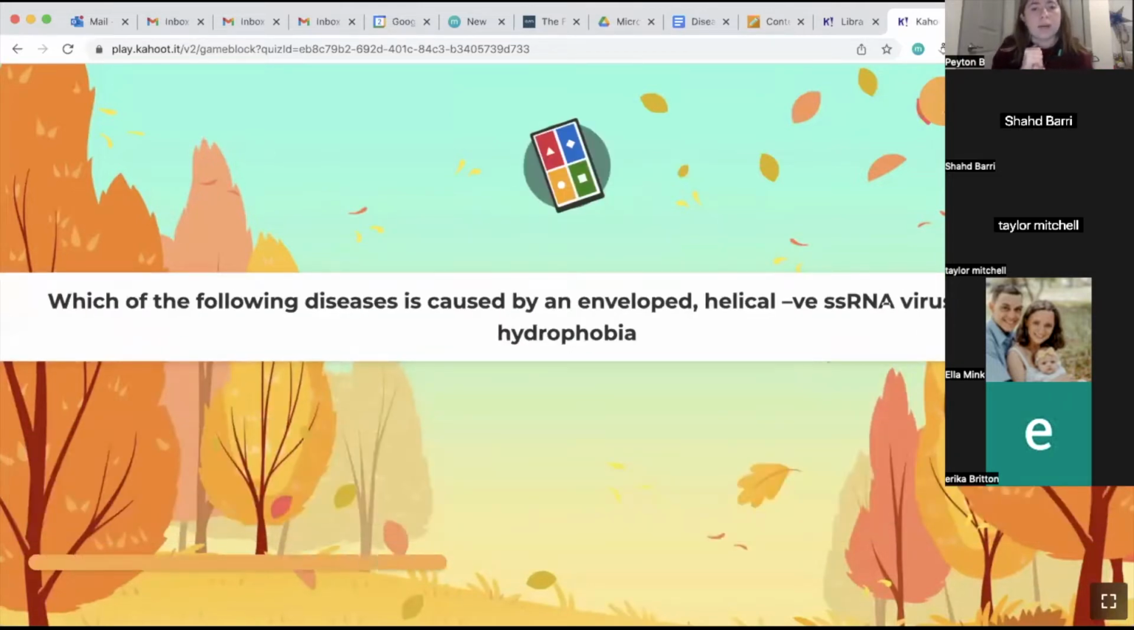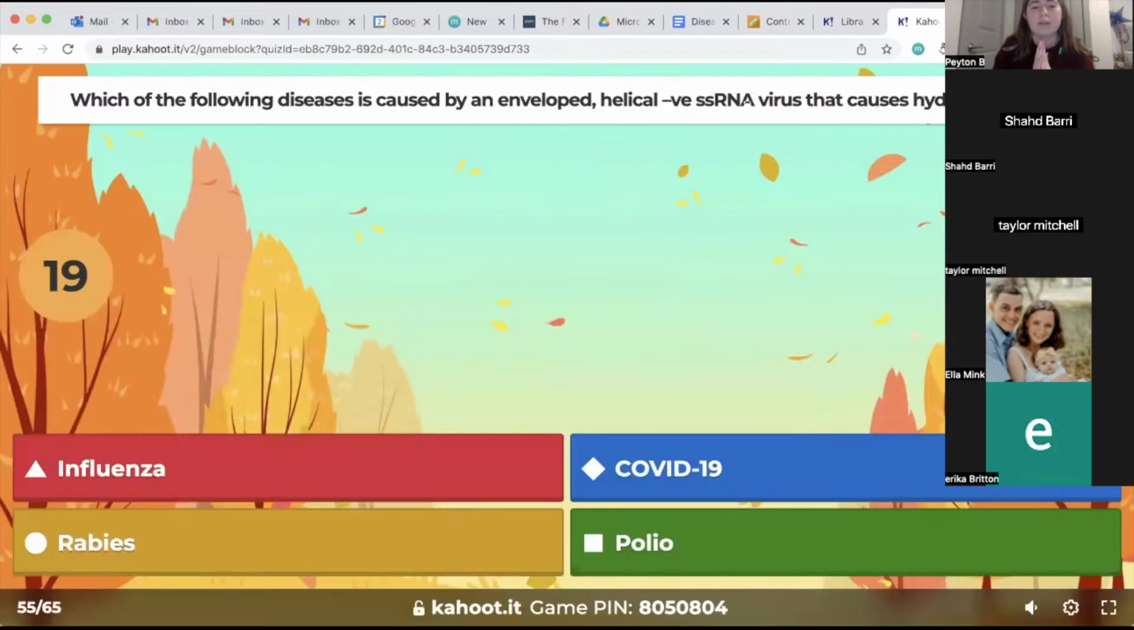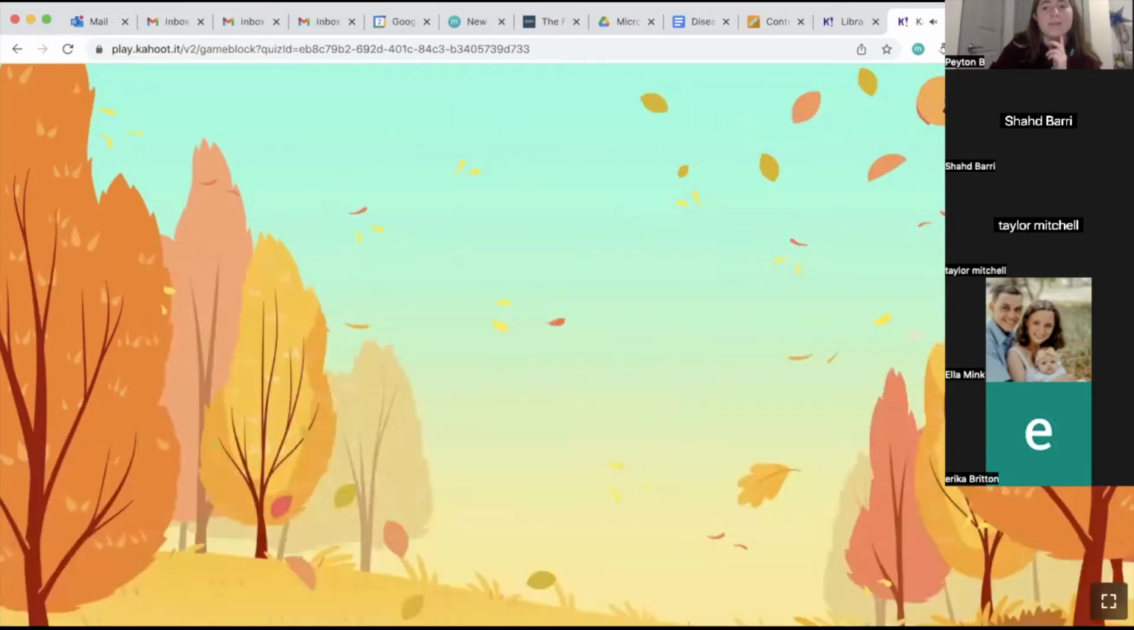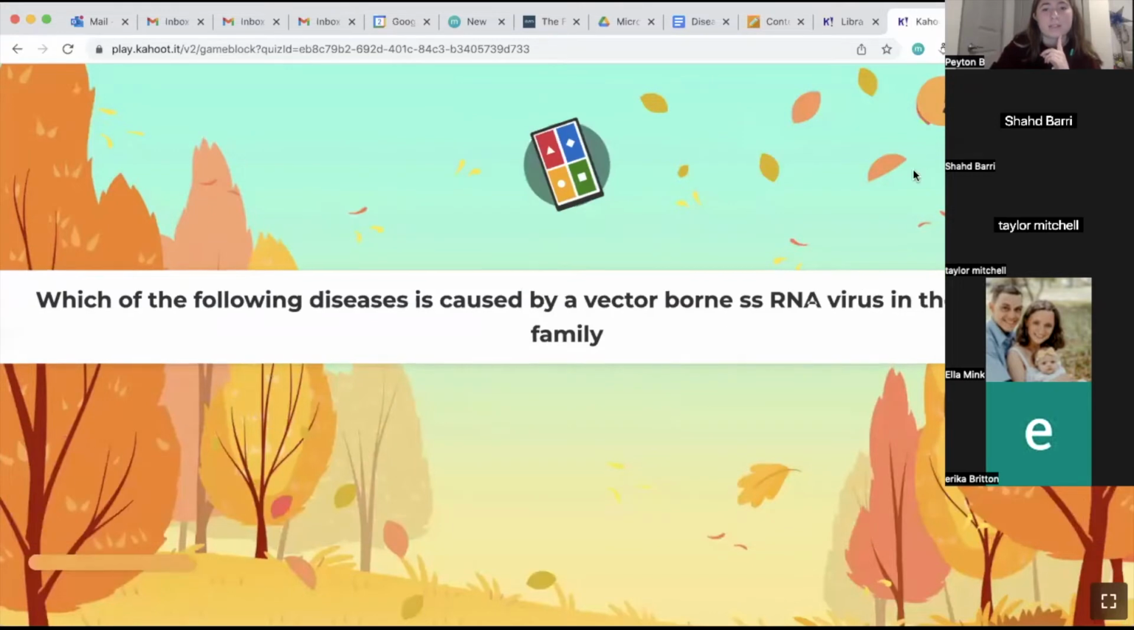All right. Which disease is caused by an enveloped helical ssRNA virus that causes hydrophobia? Yeah. I got it wrong. We're doing, I think someone is unmuted. It is rabies. Rabies causes hydrophobia, which is one of the neatest things about it, I think.